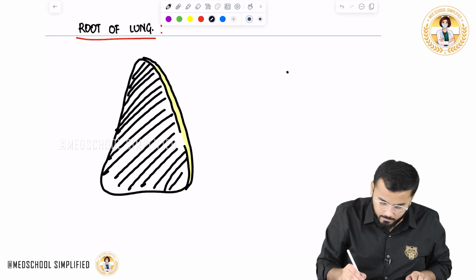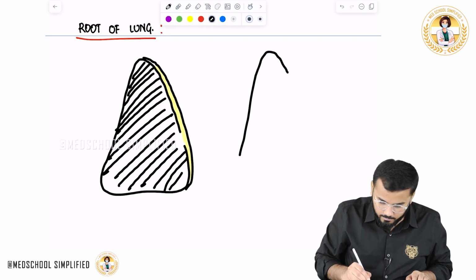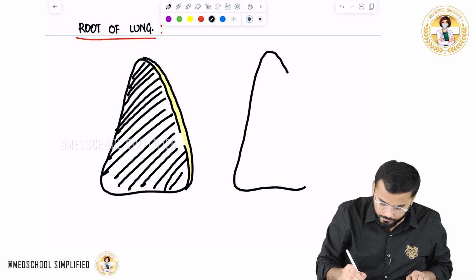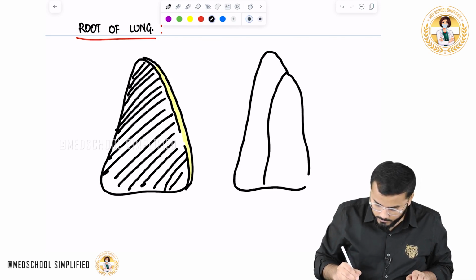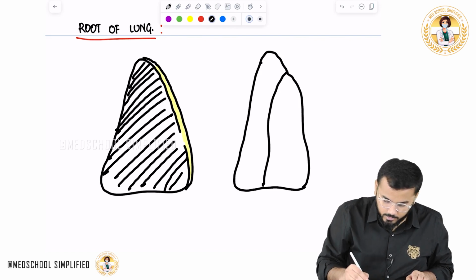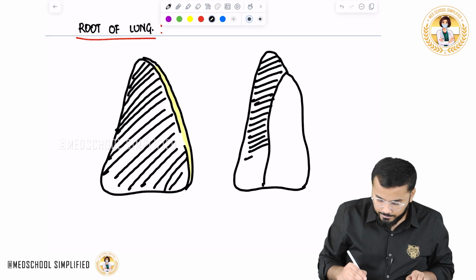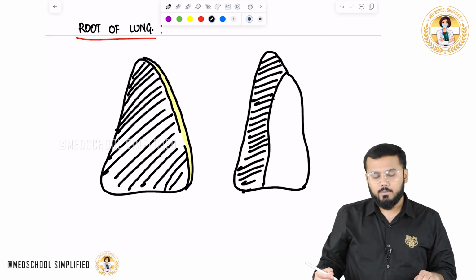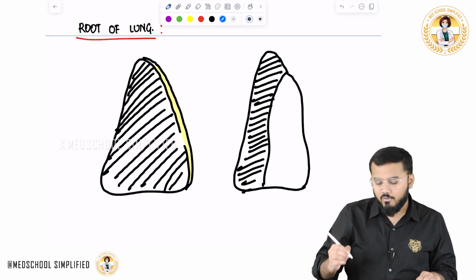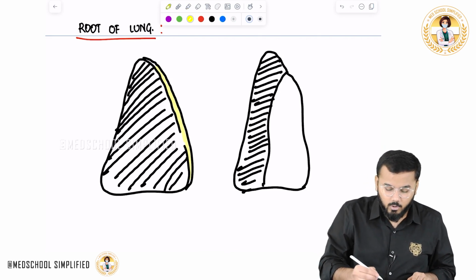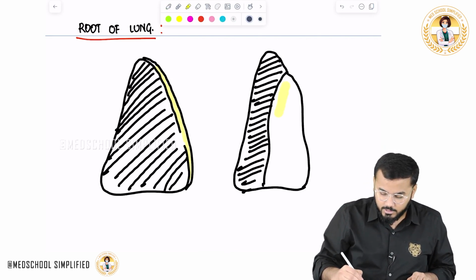Now look here. So this is how the picture looks. This is a picture of the medial side of the lung, which means this yellow shaded area I have just shown you. So this is the medial side.